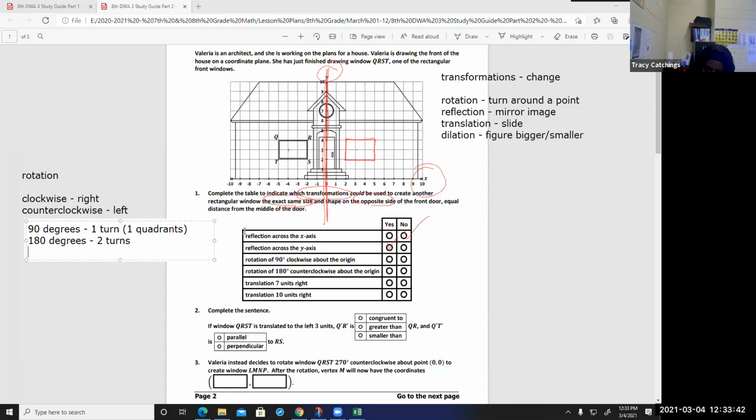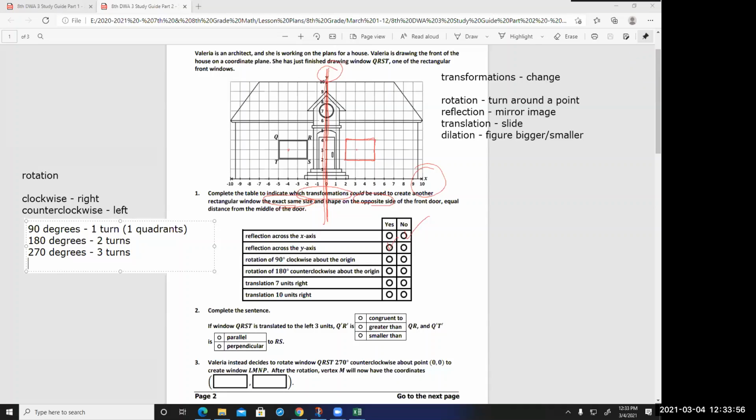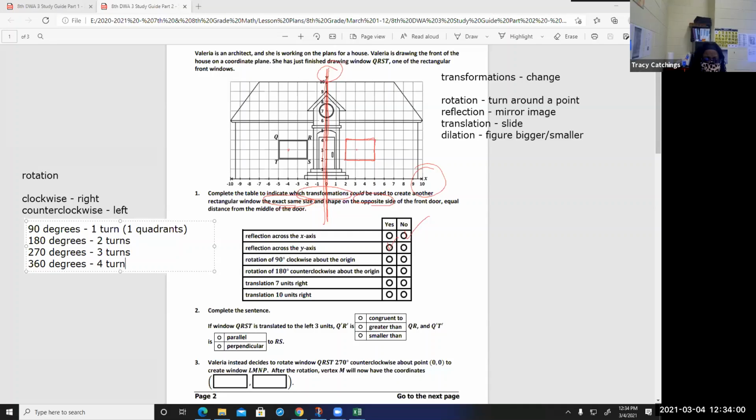90, 180. Then we got 270. That'll be how many turns? 270 plus 90? 360. So then 360 degrees is 4 turns. 4 turns. So they mentioned degrees.